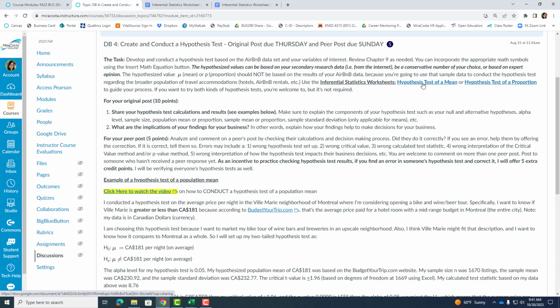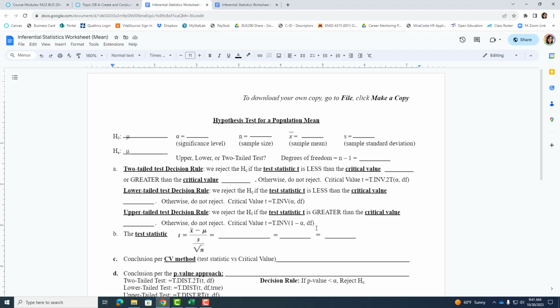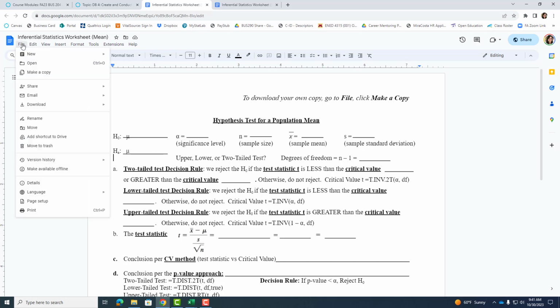If you click here on the hypothesis test of a mean, it will take you to a Google Doc here that has all the steps. To download your own copy, you'll go to File, and then you can make a copy into your own Google Drive, or you can download a Word version, whatever you prefer working in. I'm going to go ahead and download a Word version.